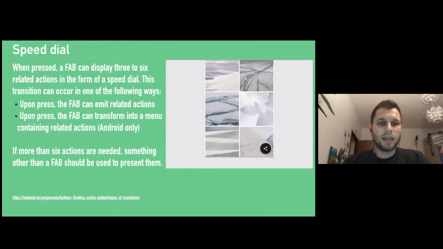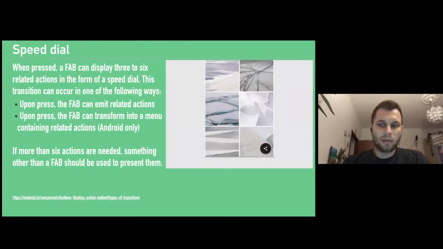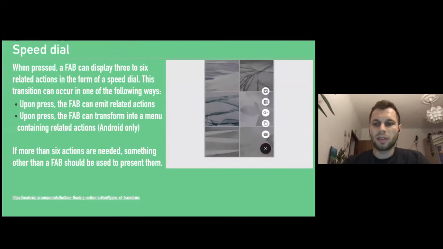And we can see that speed dial can have 3 to 6 actions. How it looks, we can see in the movie. It looks like the normal floating action button is the main one, and when we click on it, we've got some smaller options, some sub-actions, we can say.